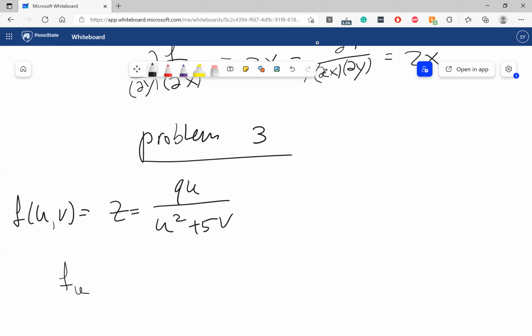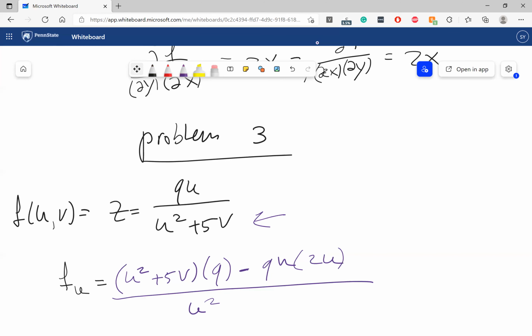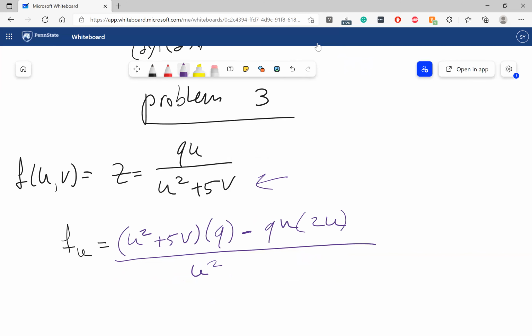So the partial of f with respect to u is going to be, and now you do the quotient rule because you have a u on the bottom. So this is going to be u squared plus 5v times 9 minus 9u times the derivative of the bottom part with respect to u, so 2u, and the v disappears, over u squared plus 5v squared. Does that make sense?